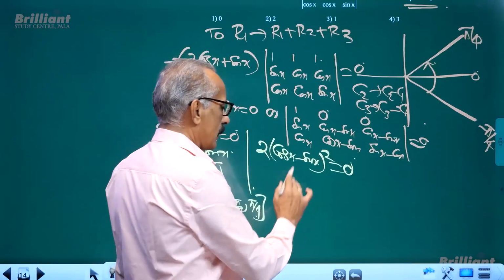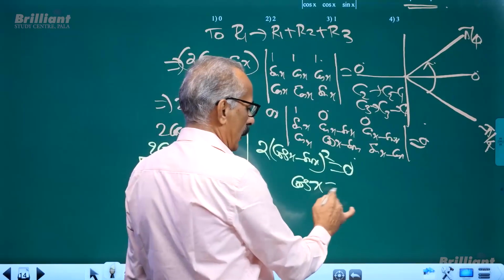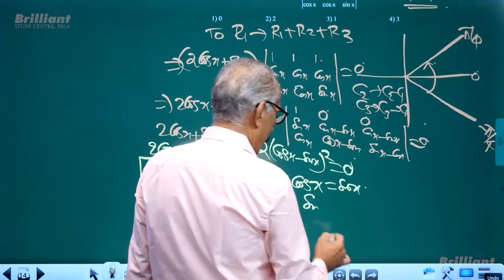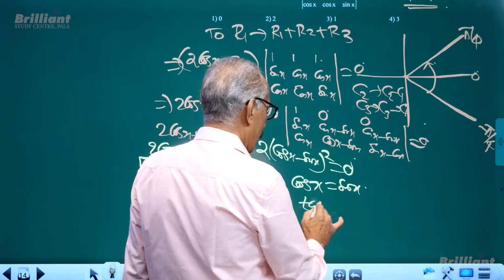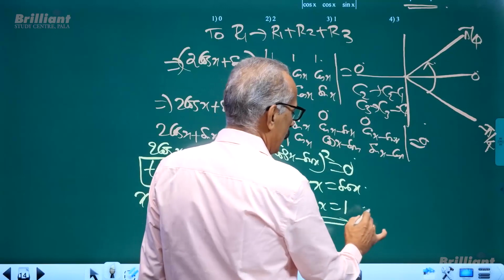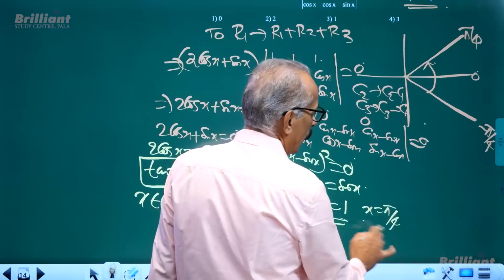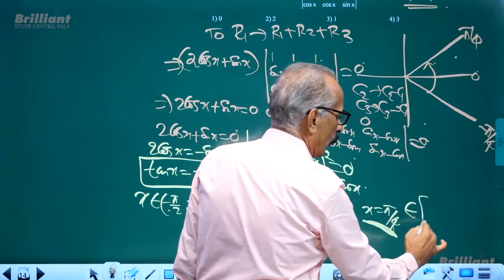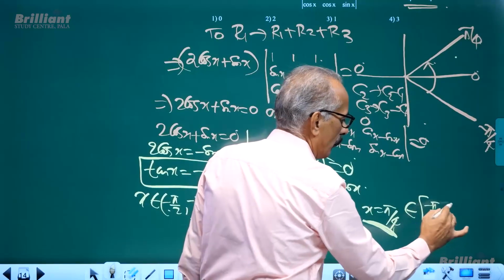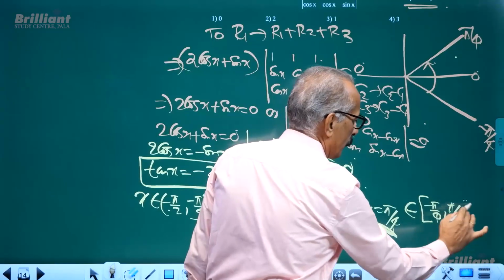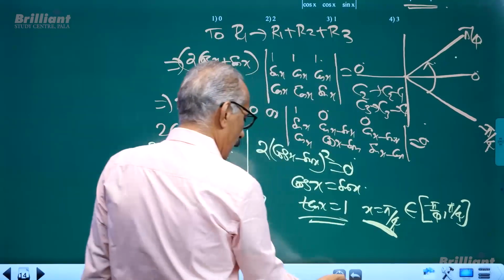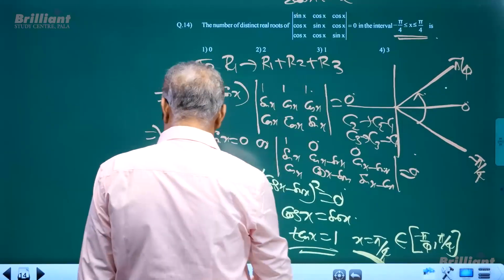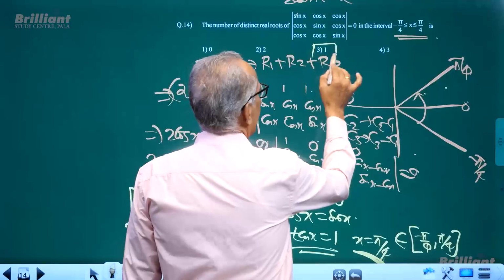So, this is not an answer. Now, what is our answer here? This is cos x is equal to sin x. That is, your tan x is equal to 1. Tan x is equal to 1 means x is equal to pi by 4. That's the only solution here. Because this belongs to the closed interval minus pi by 4 comma pi by 4. Isn't it? Pi by 4 included. That is why the answer, there is only one solution. Only one solution. That is 3 is your answer.